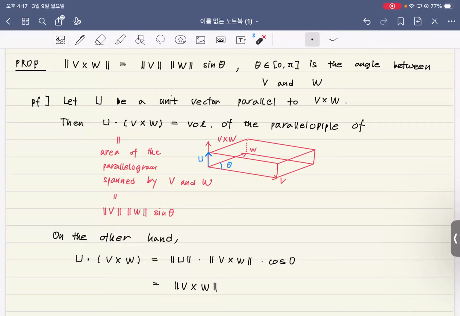So for any given three-dimensional vectors, the cross product V cross W is another vector, which is orthogonal to V and W at the same time, and whose direction can be determined by using the right-hand rule, and whose length is also determined by this last proposition. Good.